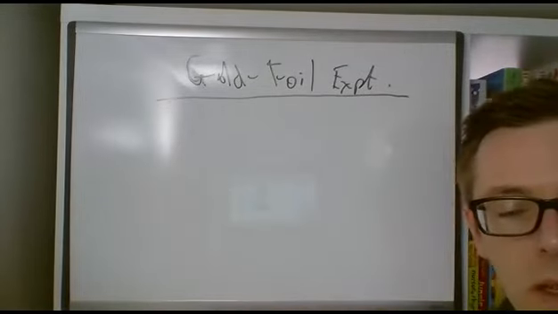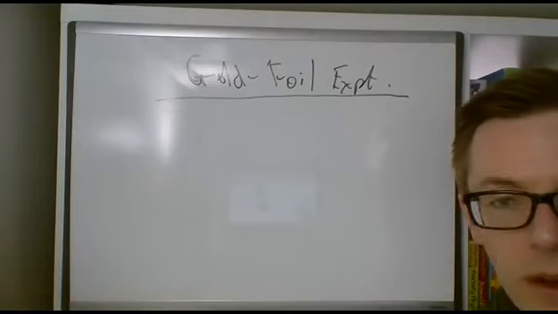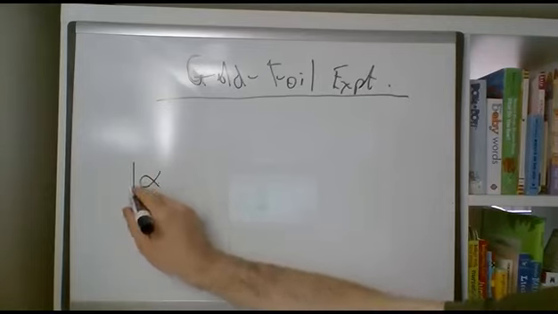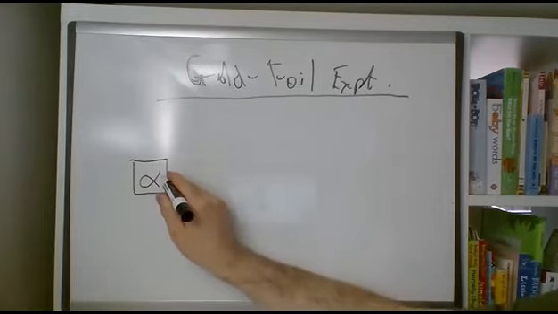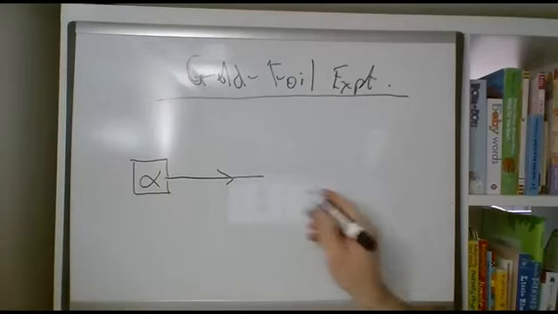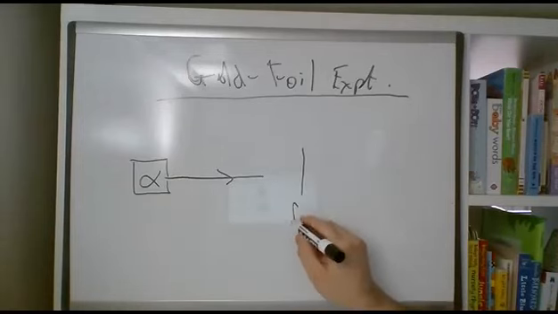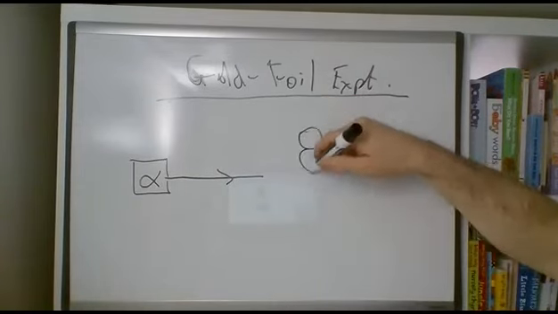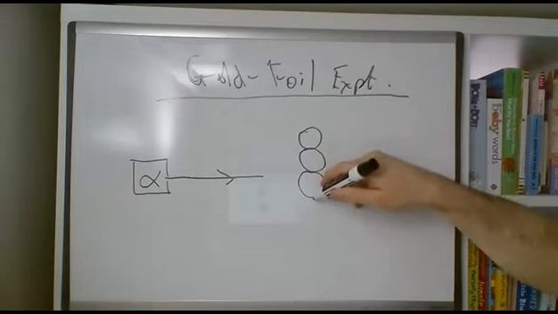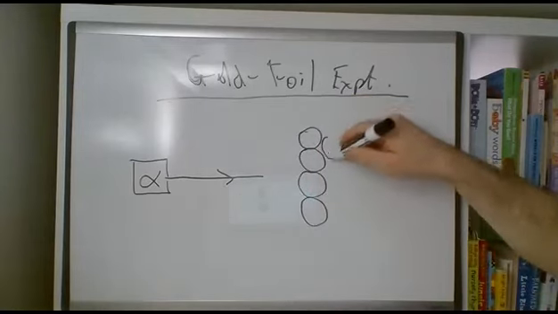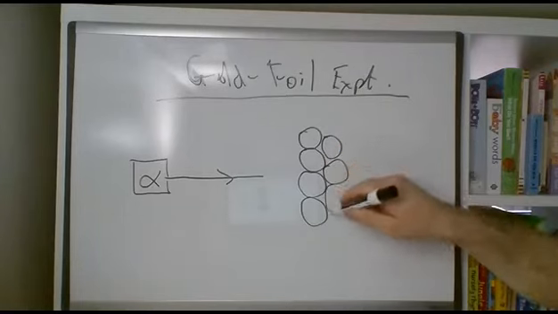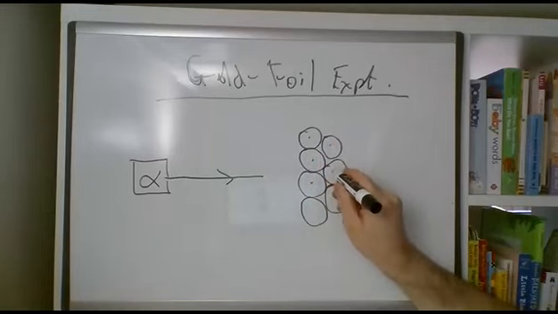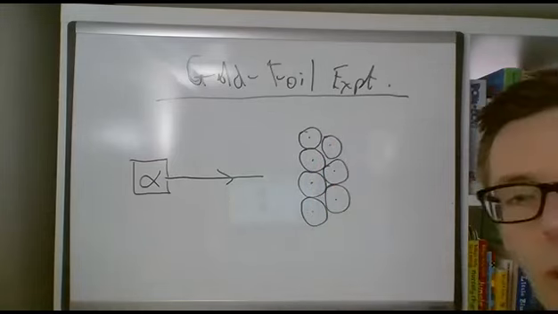And there's some nice details and illustrations in the PowerPoint slides that are available to you on Canvas. But in essence, he took a source of alpha radiation and he focused a beam of alpha particles at a piece of gold foil. Let's say the gold foil, it wasn't exactly a single layer of atoms, but it was thin. Why did he use gold?